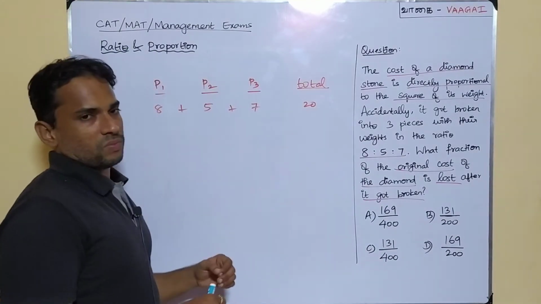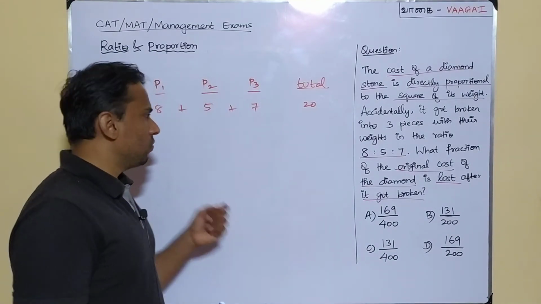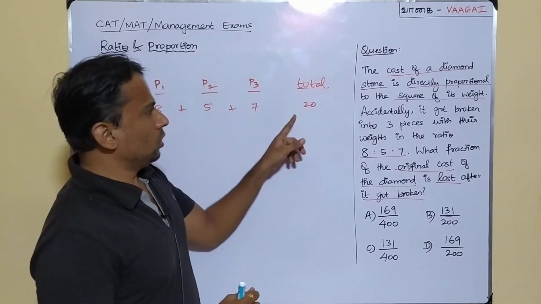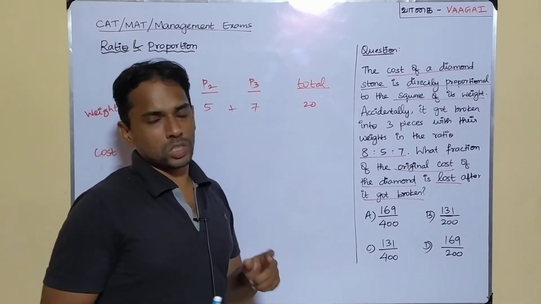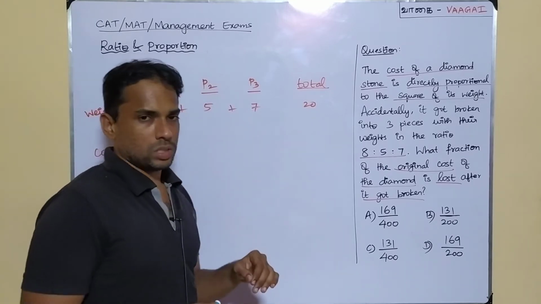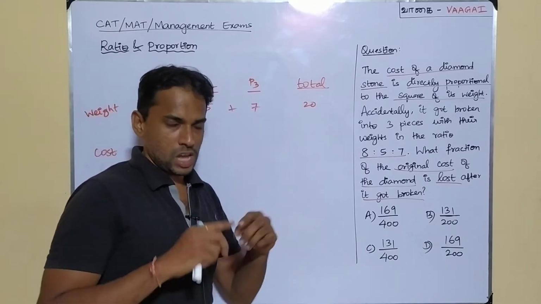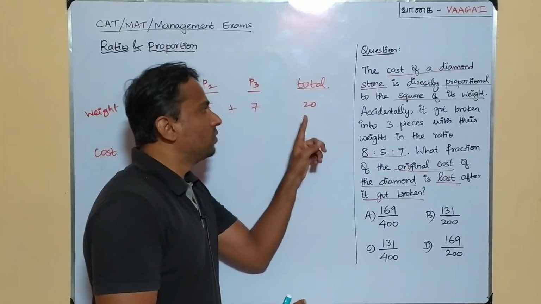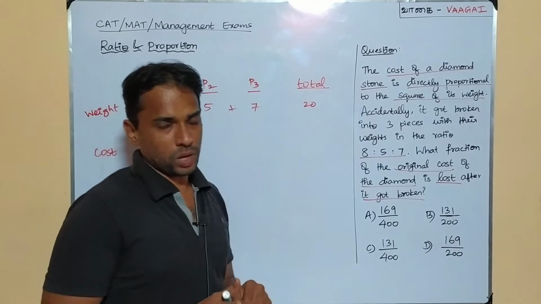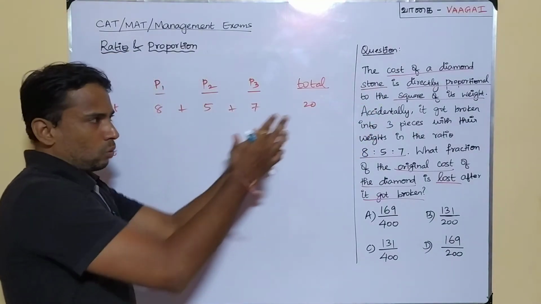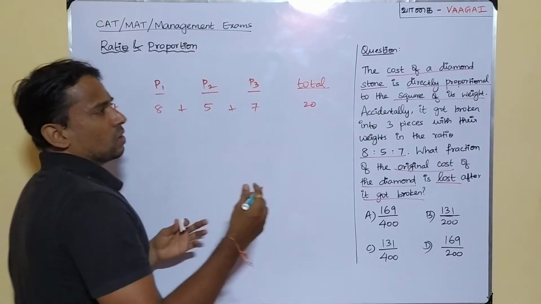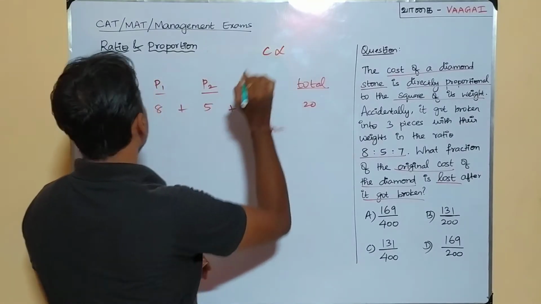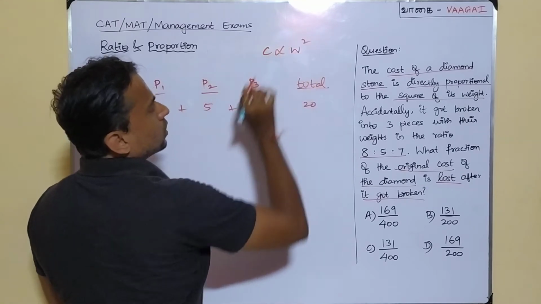So in that case we can easily determine the cost of each of these pieces. Let me start from the total. This total weight is 20 units. So what would be the cost? The cost will definitely be proportional to the square of this 20. This is clearly given in the beginning part of the question itself. If you want, I'll write it for clarity: the cost is proportional to the square of the weight, so weight square. This is what is given.